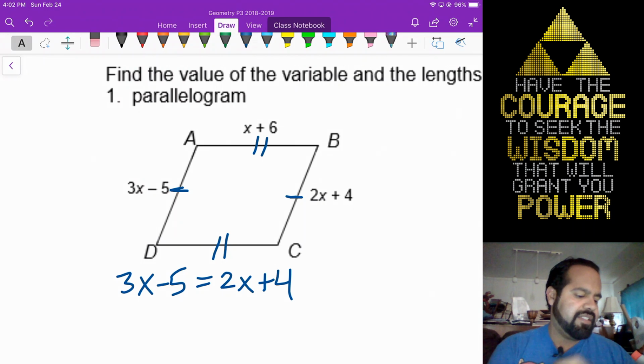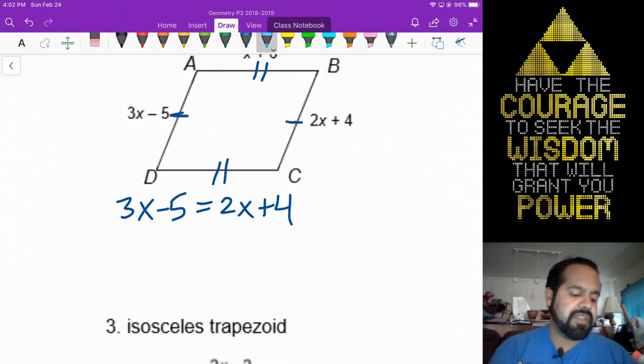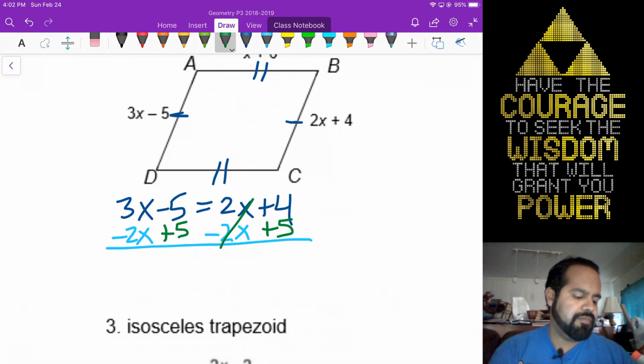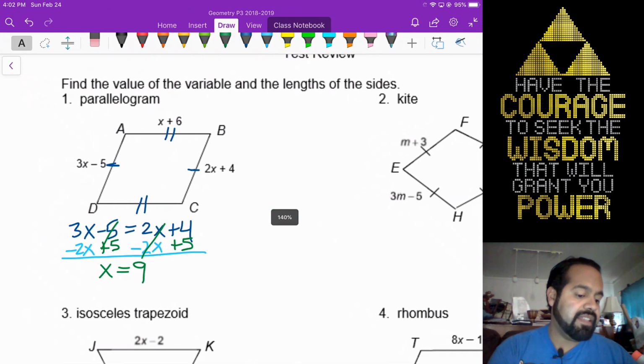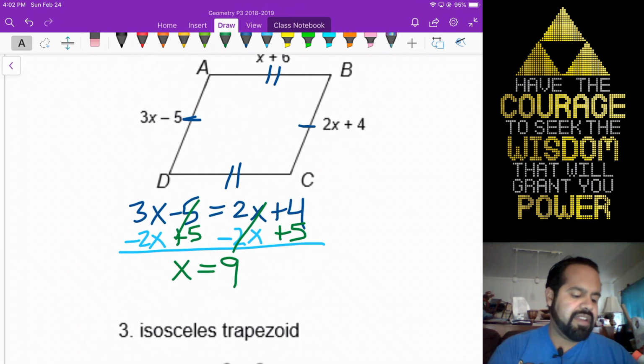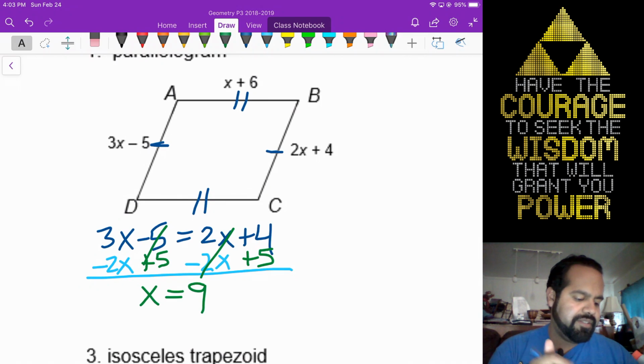And we're going to solve that nice little equation and take away 2x from both sides. And at the same time, I'm going to add 5 because I do what I want. We're going to have x equals 9. Now, do I need to find the lengths of the sides? Okay, so now we got to plug our variable back into our equations.